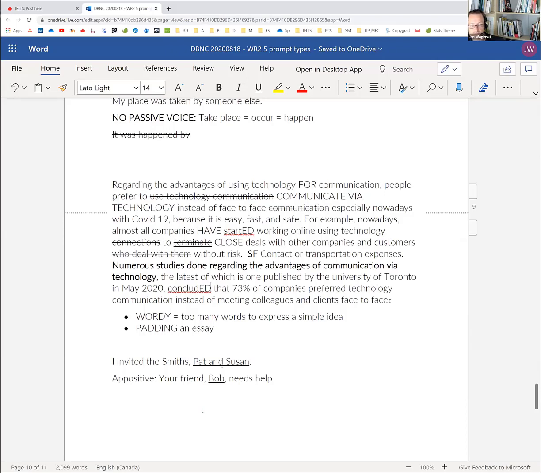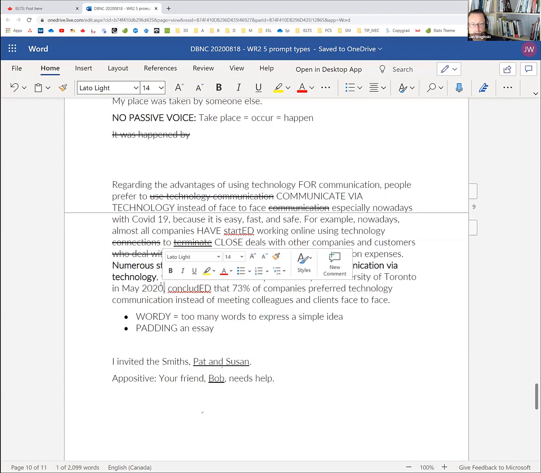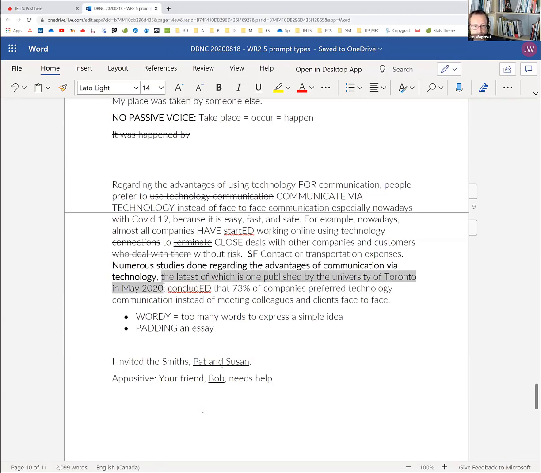So now it makes sense grammatically. See how important these commas are. The latest of which is one. If you write like this, it is brilliant. This is fantastic writing. This is very high level because of the type of relative clause this is. But not putting this comma in here really confuses the sentence construction.